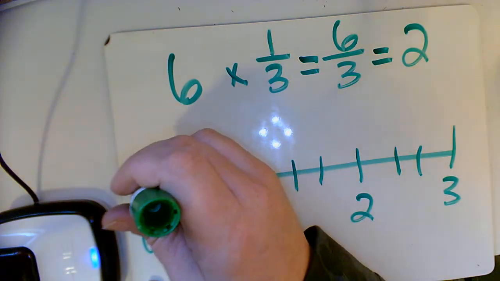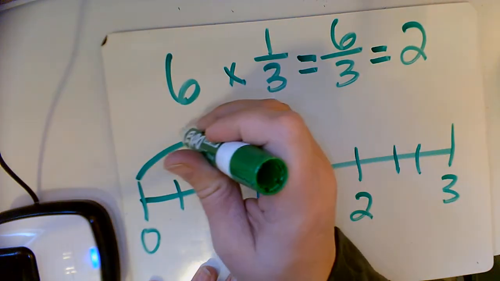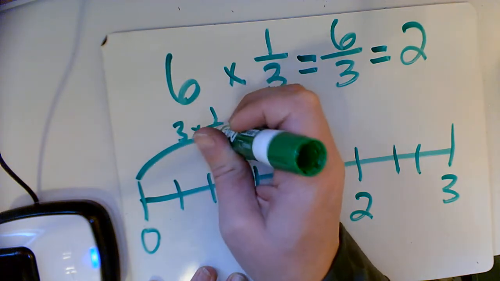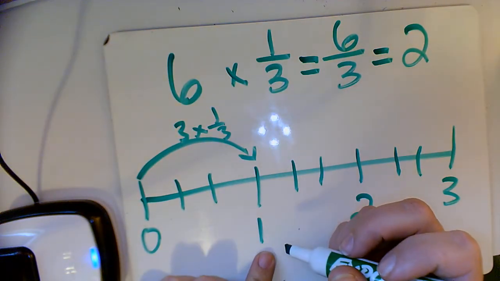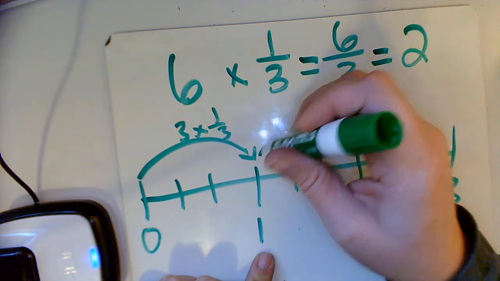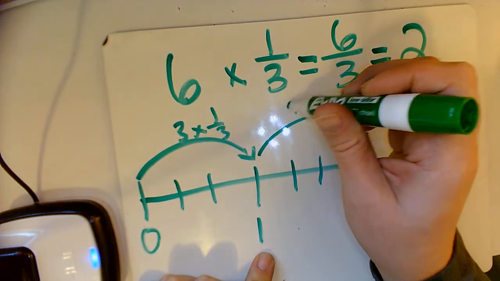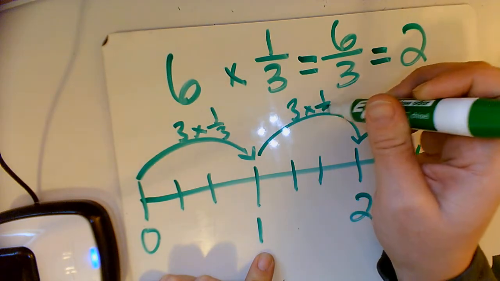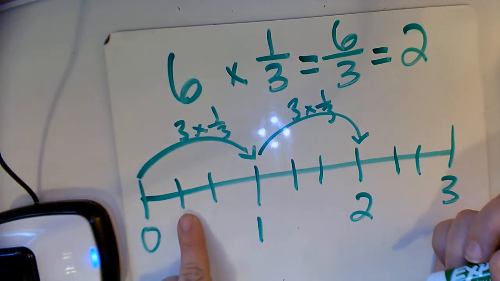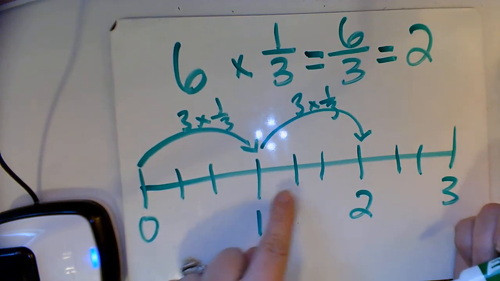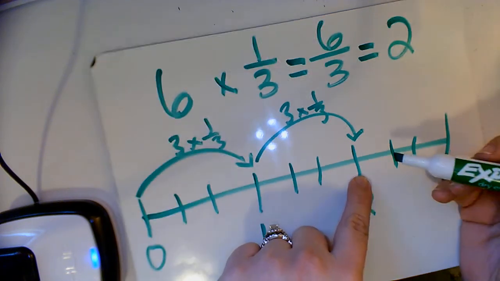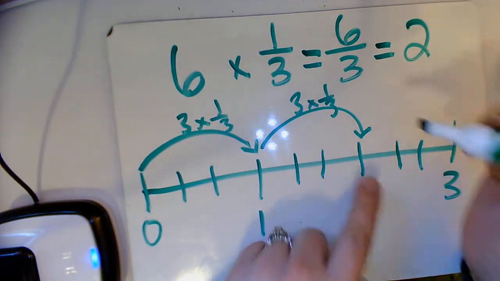So if I were to go from 0 to 1, I could say that was 3 times 1/3, which is 1. And I need 6 times 1/3, so I need to do that one more time. Boop. And that is 3 times 1/3. So I went 6 groups of 1/3. There's 1, 2, 3, 4, 5, 6. 6/3 is equal to 2.